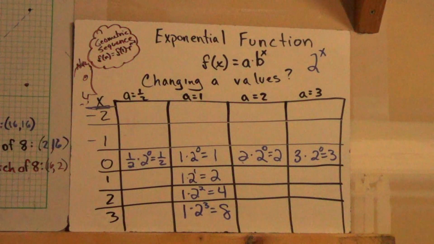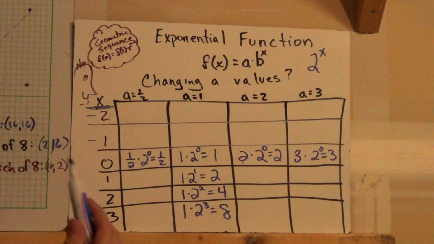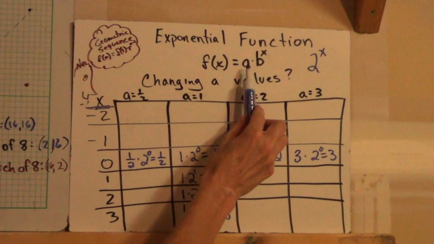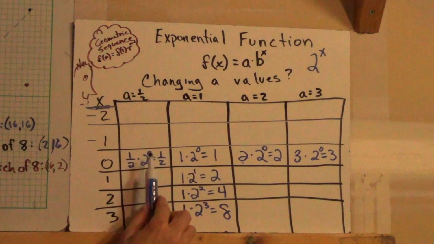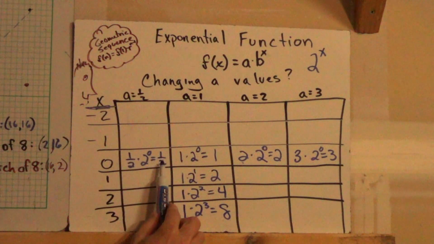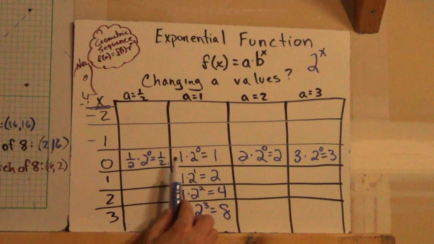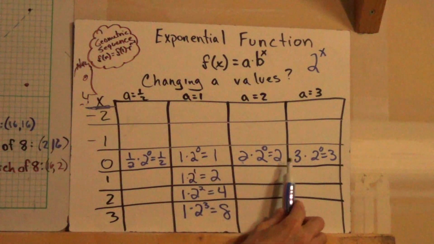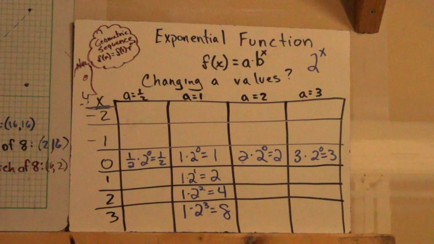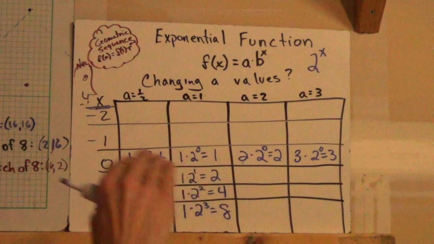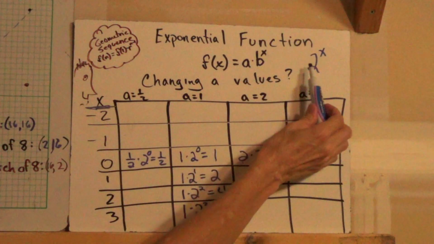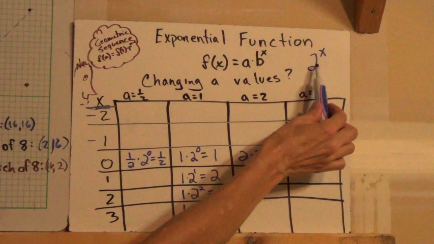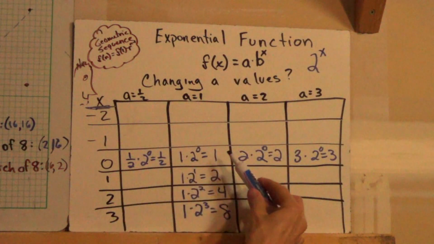Now let's go ahead and come back and fill these in. I hope that you notice a is your starting point. So on the y-axis, it's crossing at 1/2 here. It's crossing at 1 here. It's crossing at 2 here and at 3 there. I kind of look at the y-axis as the starting point for the graph. Now, hopefully you're saying, yeah, this is your growth factor, so we're just multiplying by 2 as we go down.